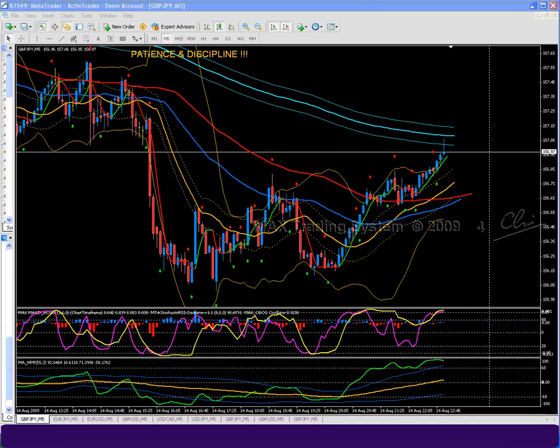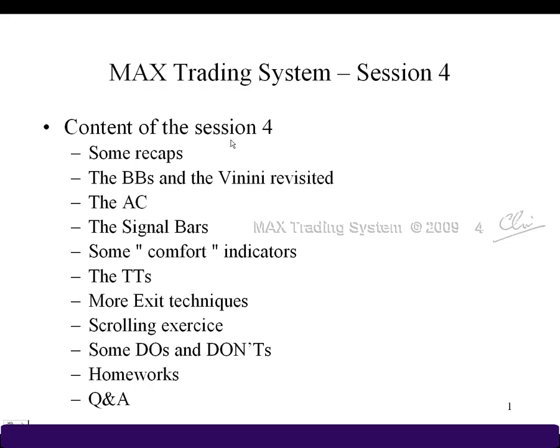So before starting today, this is a chart where we left the last time. We will, as usual, make a short presentation of the context of the content of this session, and here is my PowerPoint presentation for that. We will begin first of all with some recaps and some thoughts about the homeworks you have sent.